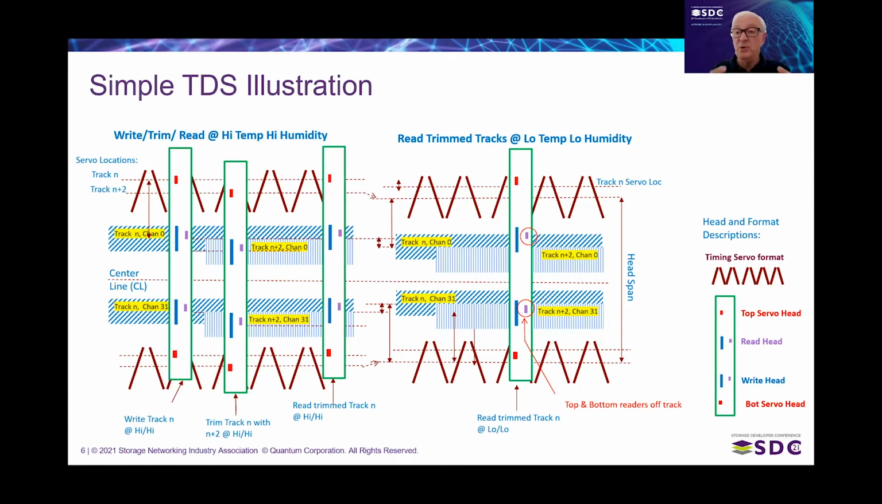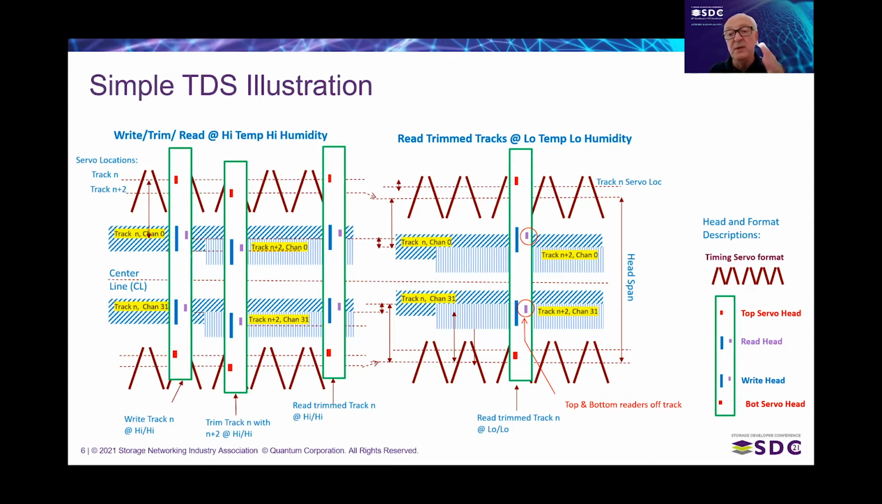And then what the reader has to do to read the data later on is read the trimmed or shingled section of track N, which is the actual track width prescribed by the format. And if everything fits together, the environmental conditions during writing and reading, you're perfectly aligned. Now, 6 months later, you want to read this tape at a cold and dry condition.